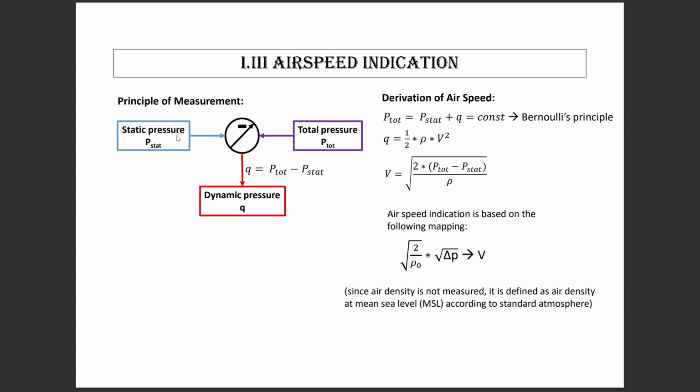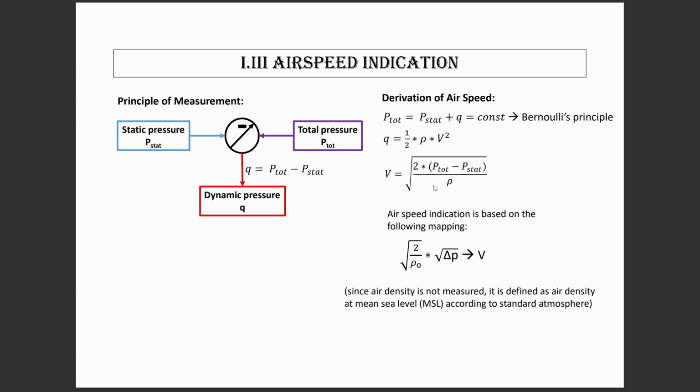And then these pressures are, let's say, transferred to the mechanics of our airspeed indicator. And what the airspeed indicator does, it measures the differential pressure between our total pressure and our static pressure, and hence determines our dynamic pressure. And then, now that we know the dynamic pressure, we can correlate that to a respective airspeed.